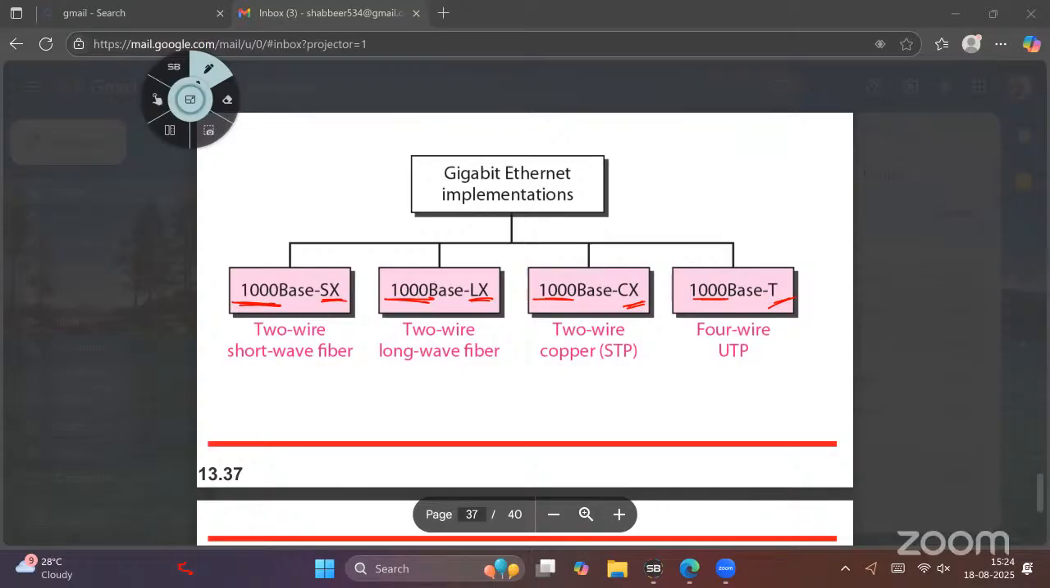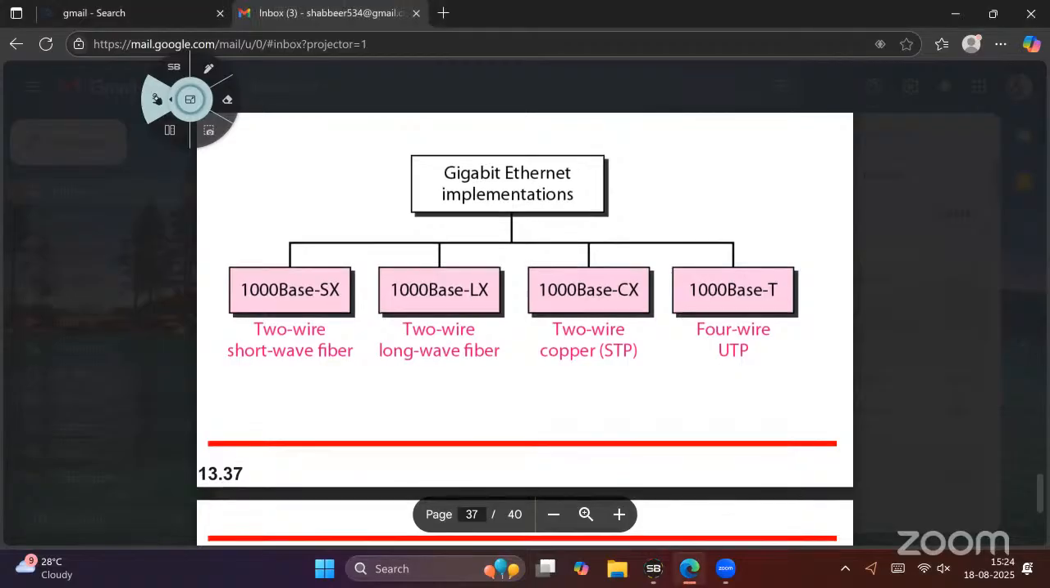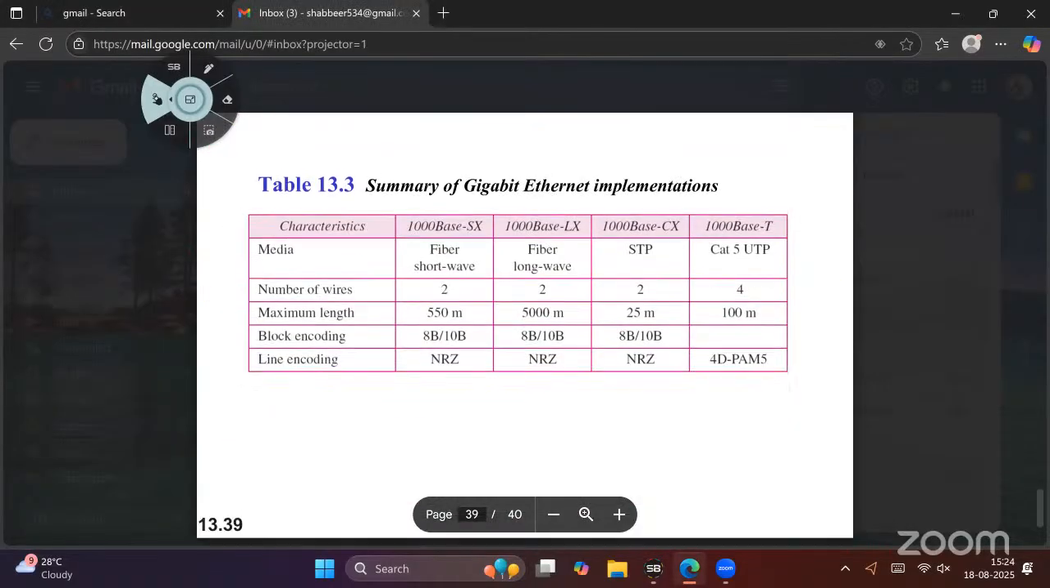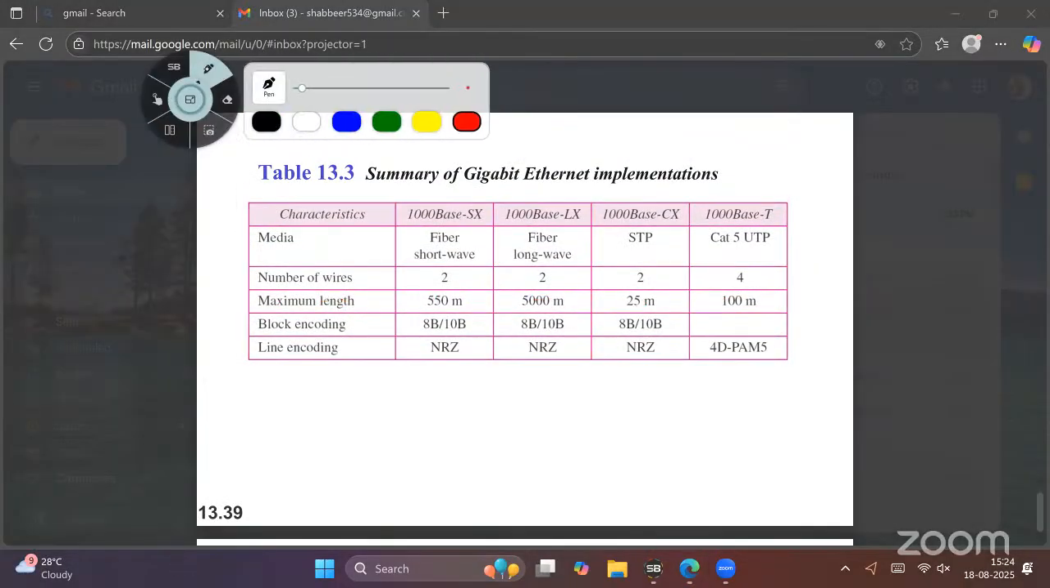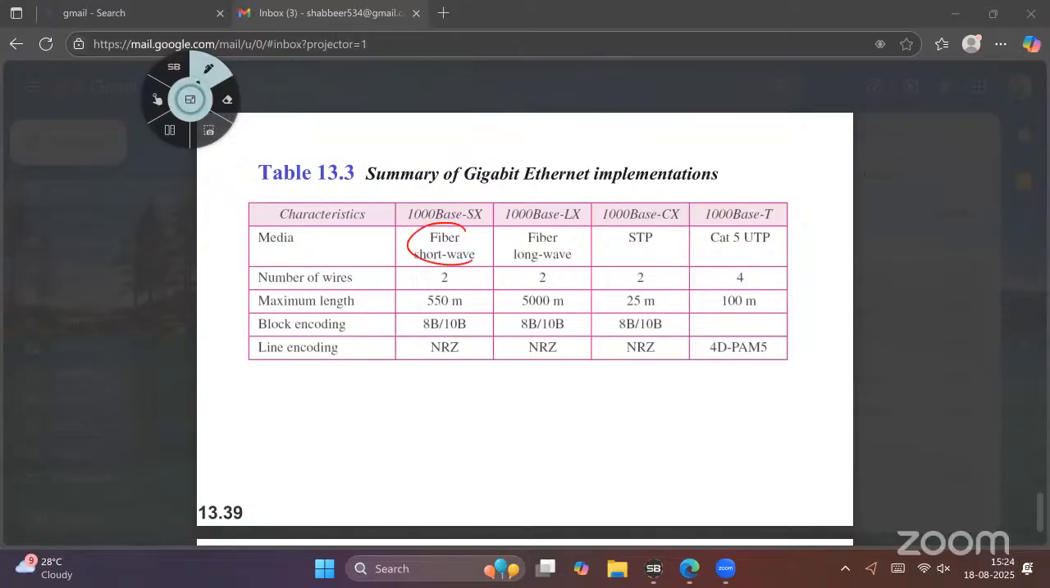See here, the last one. So here we need to use fiber waves. We need to use fiber long waves. We need to use STP. What is STP? Shielded twisted wire. What is the difference between UTP and STP? U is for unshielded twisted pair.